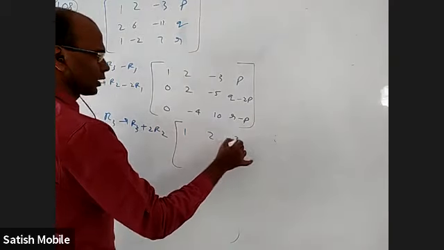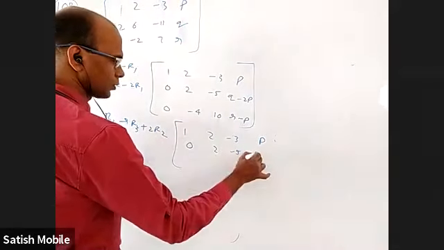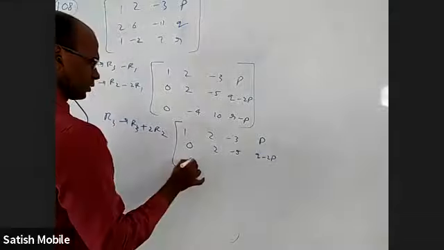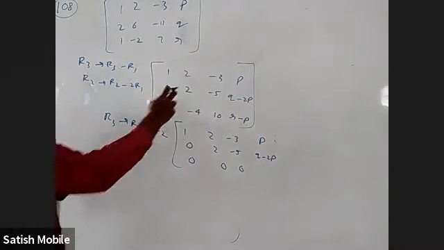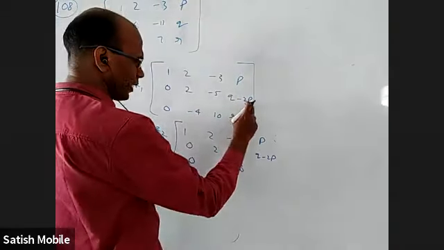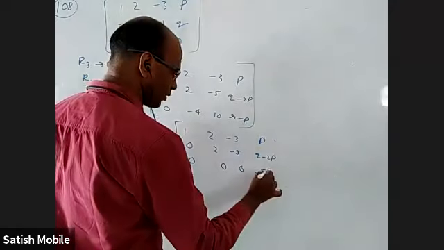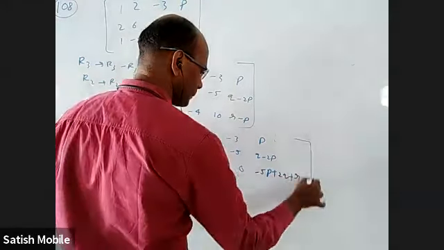1, 2, minus 3P. 0, 2, minus 5, Q minus 2P. 0, 0, 0. Add 2 times this. When I add 2 times this here, I'll get minus 4p minus p, minus 5p plus 2q plus r.